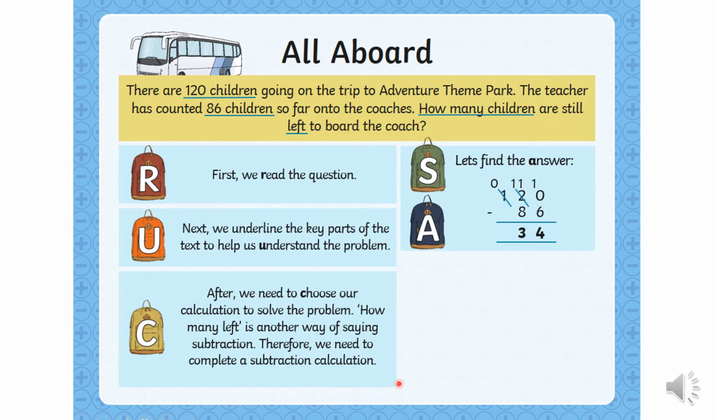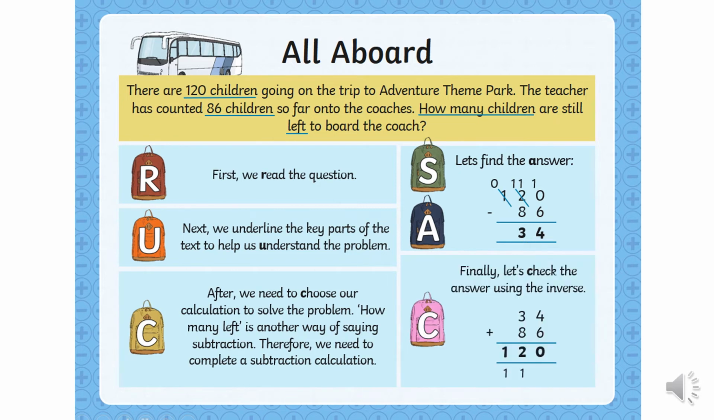I'm going to go back to the question again. I had 120 children and the teachers counted 86. How many are left? So 120 take away 86. Here we are, it's 34. So I can actually check the answer is correct using an inverse. I can do 34, add 86 to see I've got 120. And there we go.